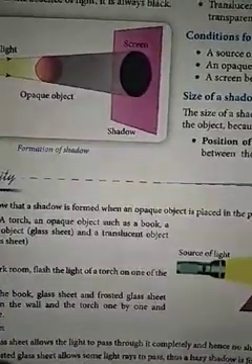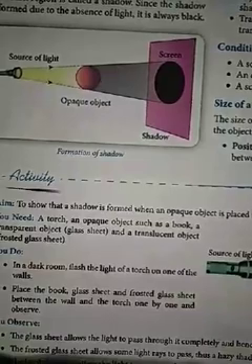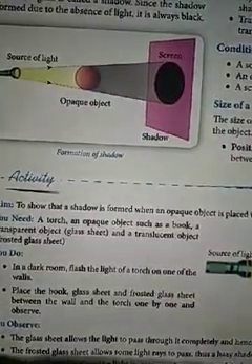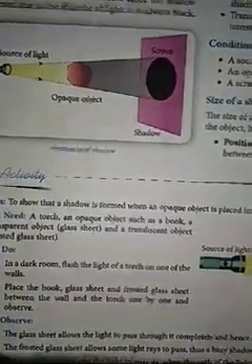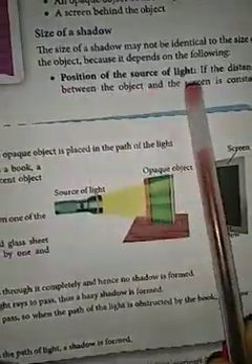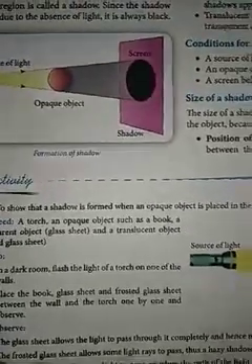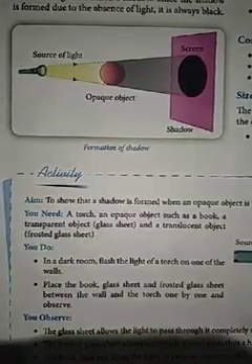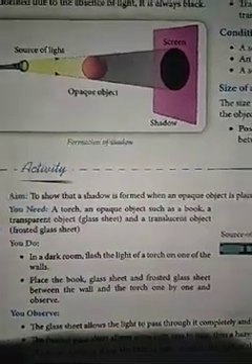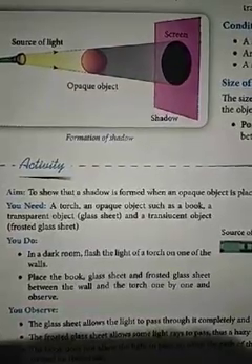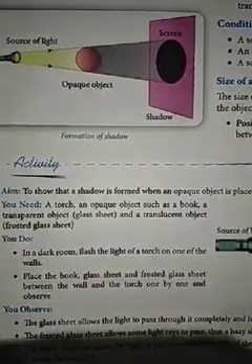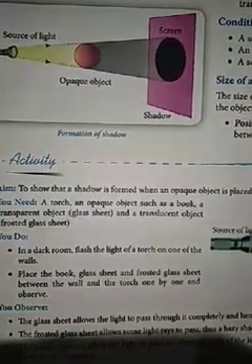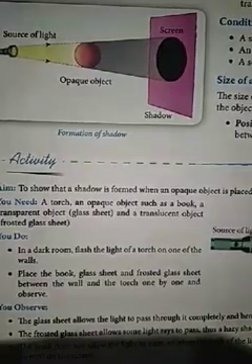Now, the size of a shadow. The size of a shadow may not be identical to the size of the object because it depends on the following. First, the position of the source of light. If the distance between the object and the screen is constant and the source of light is moved towards the object, then the size of its shadow increases. On the other hand, if the light source is moved away from the object, then the size of the shadow decreases.